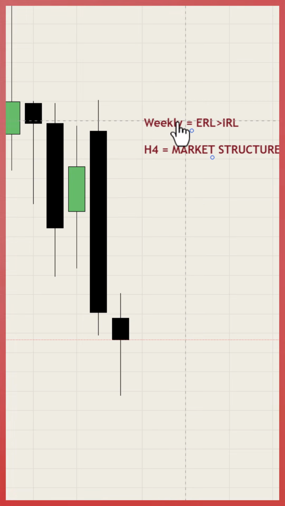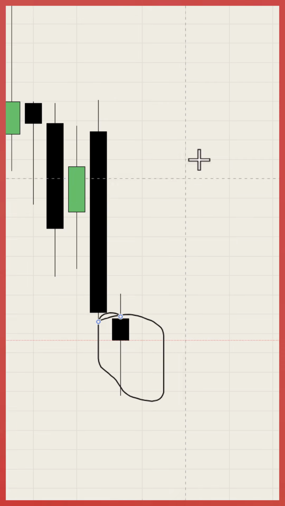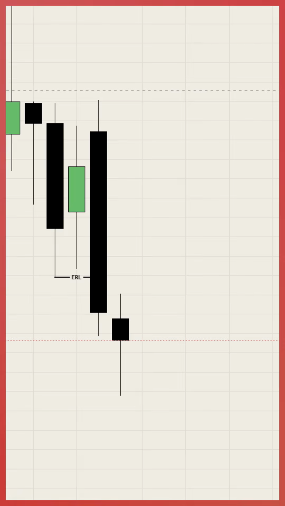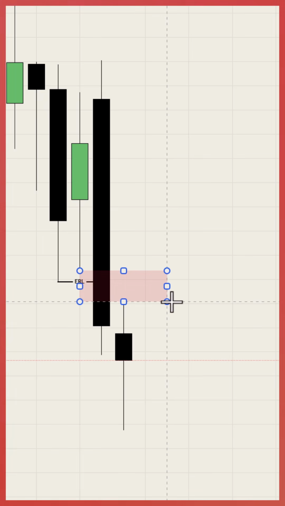The weekly time frame tells us the storyline, and what do we see here? We see price rejecting at this level, and we see price took out external range liquidity. So the first thing we said, weekly is external range liquidity to internal range liquidity. Do we have internal range liquidity? Oh yes, we have internal range liquidity, and this is the internal range liquidity.